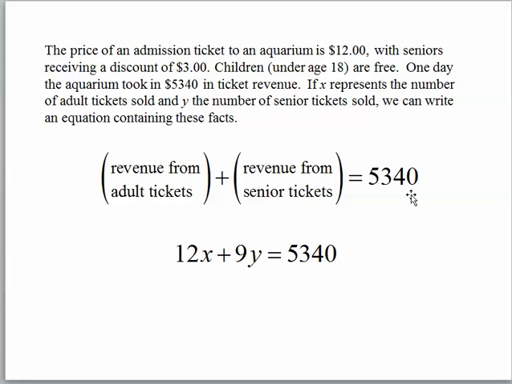$5,340. Since the price of each adult ticket is $12, the revenue from the adult tickets can be represented as 12 times X. Likewise, the price for each senior citizen ticket is $9. So the revenue from senior tickets is given by 9 times Y. The equation for the ticket revenue then becomes 12X plus 9Y equals $5,340.